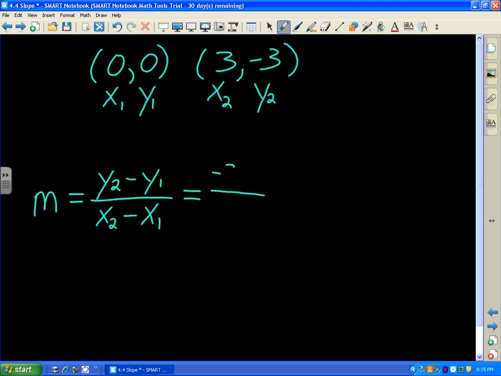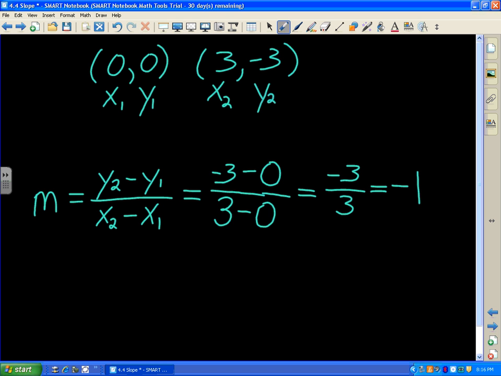So we're going to say y sub 2 is negative 3 minus y sub 1, which is 0, over x sub 2 from the point on the right, which is positive 3, minus x sub 1, which is 0 from the left point. Do our calculations here. Negative 3 minus 0 will give us negative 3, and 3 minus 0 gives us a positive 3. A negative divided by a positive will give us a negative, and 3 divided by 3 gives us 1. So the slope between 0, 0 and 3, negative 3 is going to be negative 1.